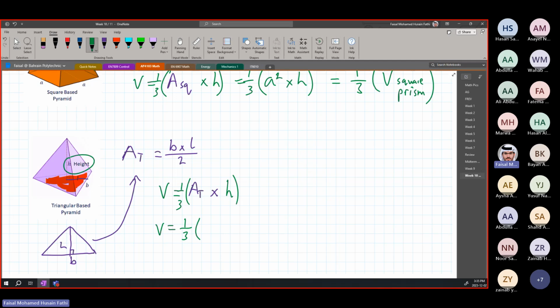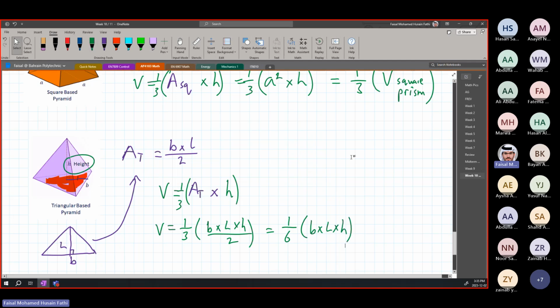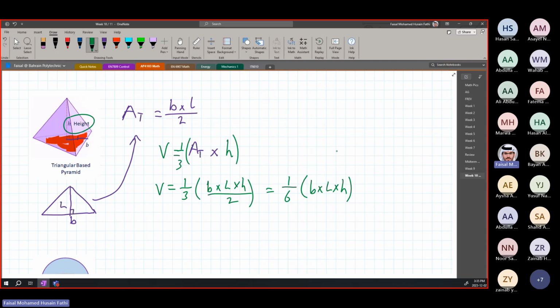Now, let's simplify this first so you could just get an idea. So this is going to be base times length times height all over 2. So in other words, it's going to be 1/6 times base times length times height. Again, if we want to rewrite it, this is just simply 1/3 of the volume of a triangular prism.